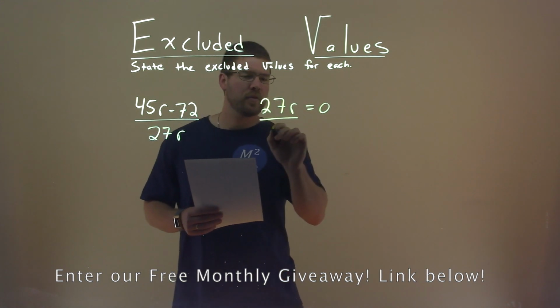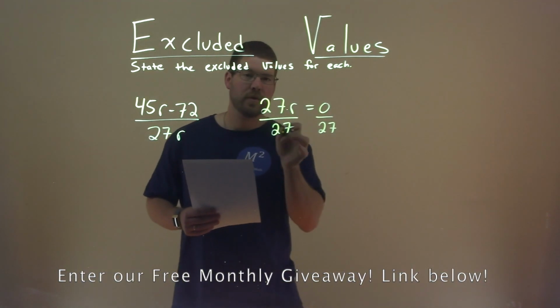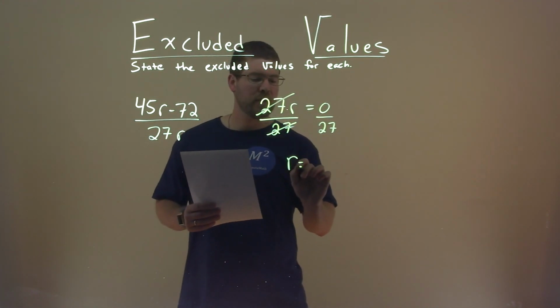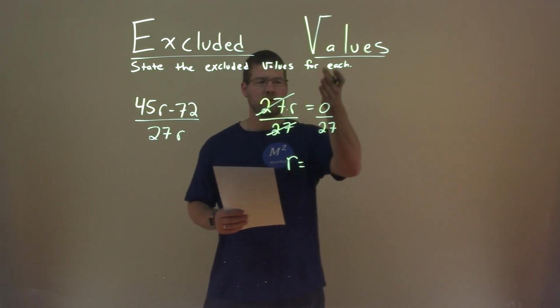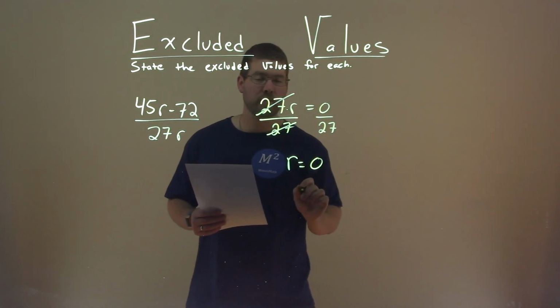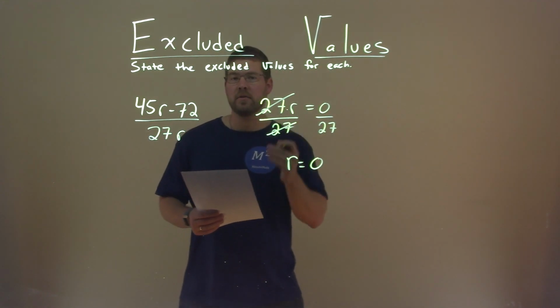We divide both sides by 27 because the opposite of multiplication is division. The 27's cancel, and we have r by itself. Now be careful here. What's 0 divided by 27? That is just 0. So there we have it. 0 is our excluded value.